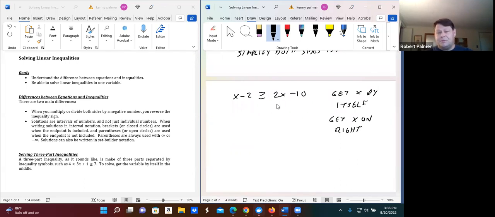Okay, so you've seen this before. I want the x's over here, so I need to move the 10 over there. The way to do that is add 10 to both sides. So that crosses out. We can also do this in one step if you like. Then I can subtract the x on both sides to get the x over here.